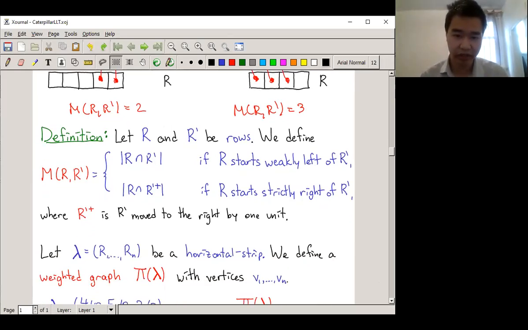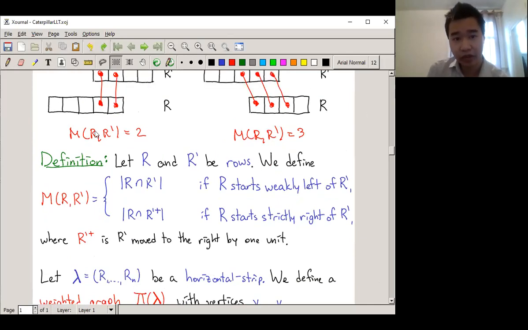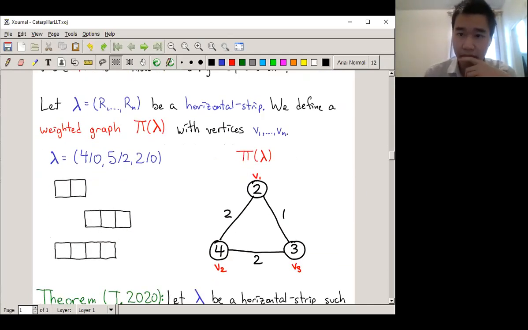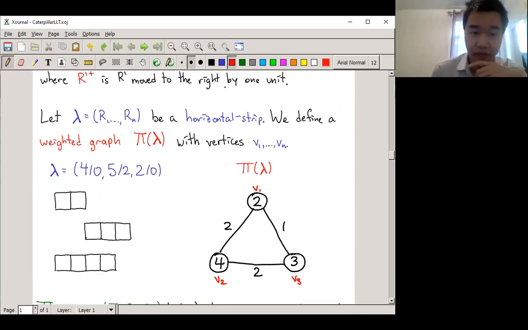What I want to do now is, if I have a tuple of rows, define a weighted graph that keeps track of how much these rows intersect with each other, how many inversions I can make between rows. So I'll show you what this looks like in this example. On the left, I've got this tuple of rows. So I've got 3 rows here. What I'm going to do is focus on the rightmost cell of each row, and I'm going to label them going in this direction. So just as before, this is 1, 2, and 3.